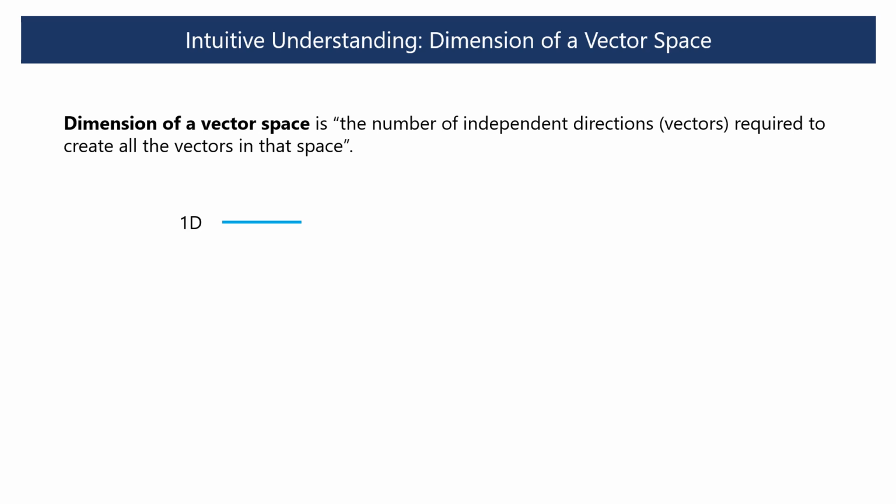One dimension is a world on a straight line. In this space, you can express all points by moving forward and backward. In other words, just one independent direction is sufficient. Moving only left or moving only right is sufficient. Two dimensions is a world on a flat surface like a paper. Here, you need two independent directions, left and right and up and down. This allows you to reach any point on the flat surface.